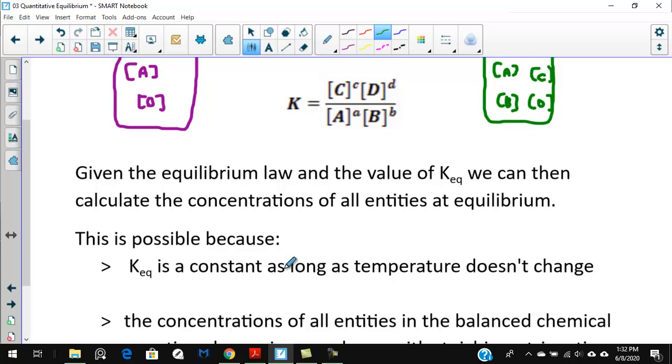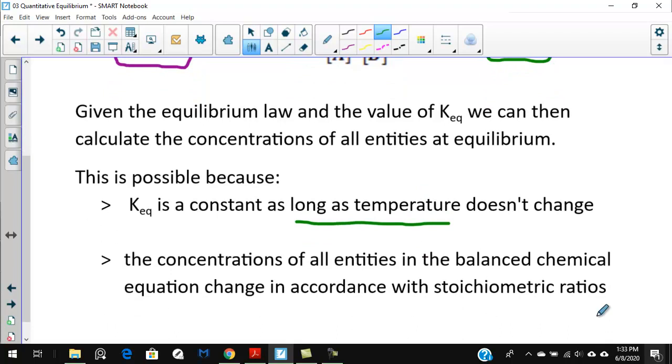You'll notice in all of these questions, they occur at a constant temperature, because you need to keep the temperature constant so that this KEQ remains constant. If you change the temperature, then you no longer can solve these questions. So the first thing we're given is the equilibrium constant. And the next thing we'll be asked to do is, based on some initial concentrations, find the concentrations of all the entities that are in that chemical equation.